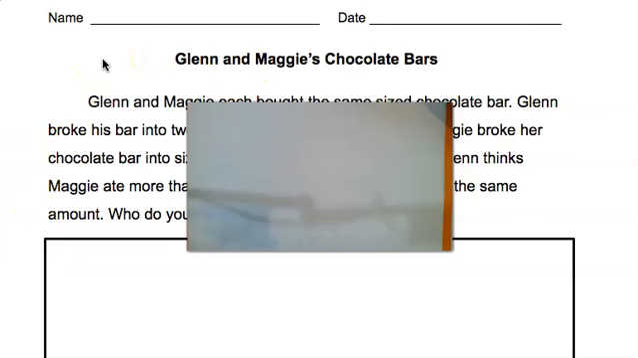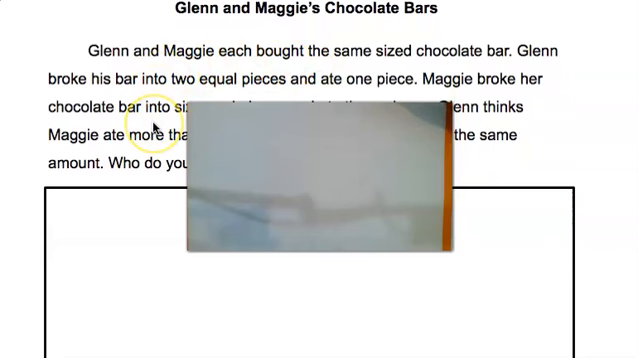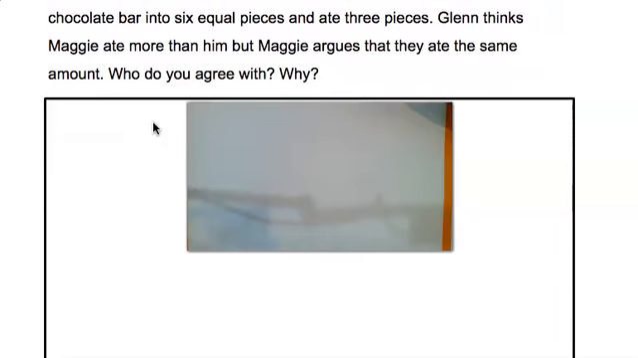Here's the worksheet where you'll solve this problem, titled Glenn and Maggie's Chocolate Bars. We've already read this problem 3 times, but read it again just to make sure you know what the question is asking you to do. Now you have a huge spot where you're going to show what you know. I want to show you a couple ways that you could solve this problem. The first thing you could do is take out your fraction strips. You could take out the amount that Glenn and Maggie both broke their chocolate into.